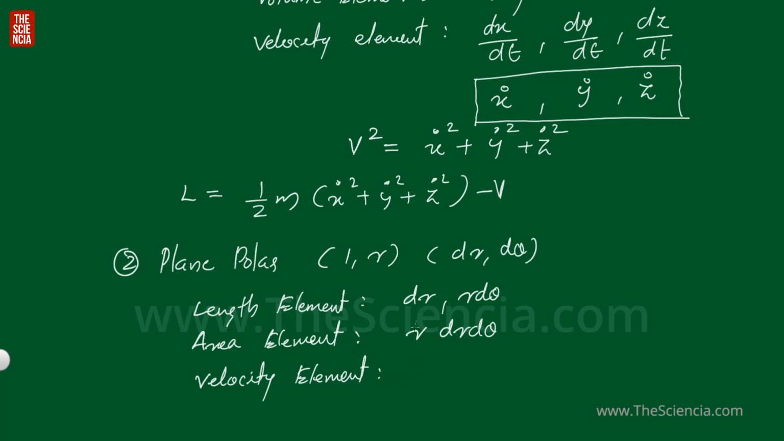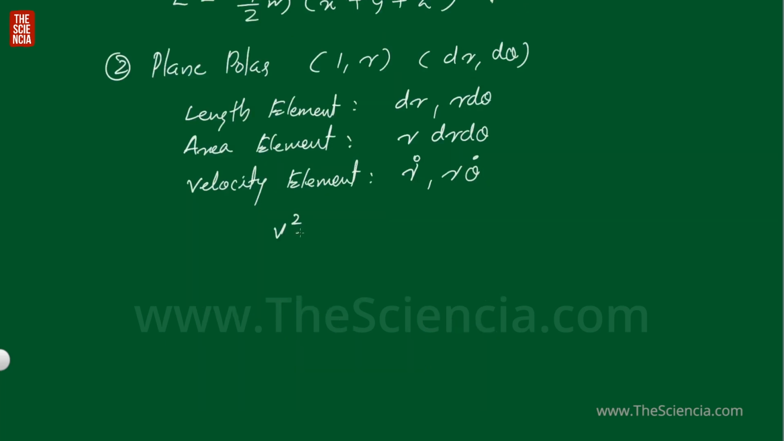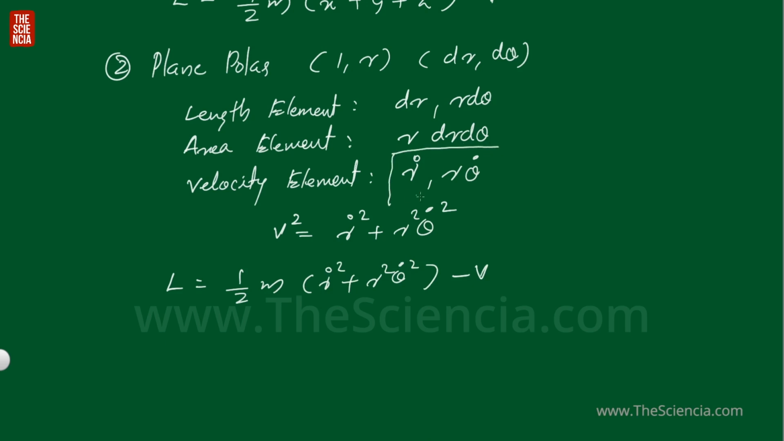And what will be the velocity element? This will be dr by dt, that is r dot, and r theta dot. So we get velocity v square equal to r dot square plus r square theta dot square. So the Lagrangian will be 1 by 2 m (r dot square plus r square theta dot square) minus V. Here please remember, these values r dot and r theta dot are the velocity elements in a plane polar coordinate system. Next one is the cylindrical coordinate system.